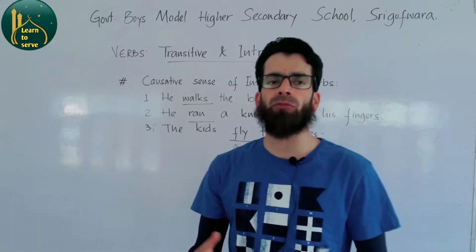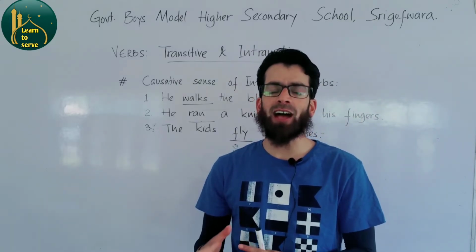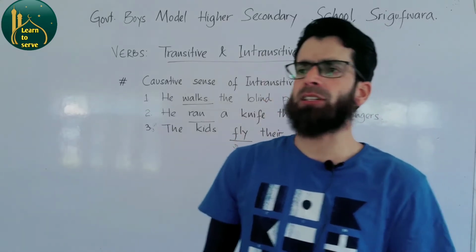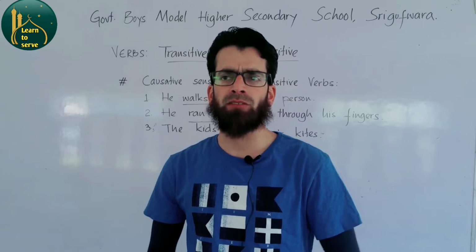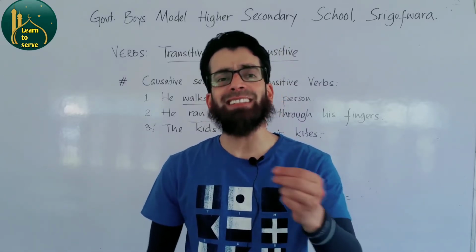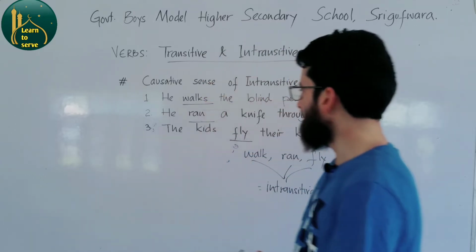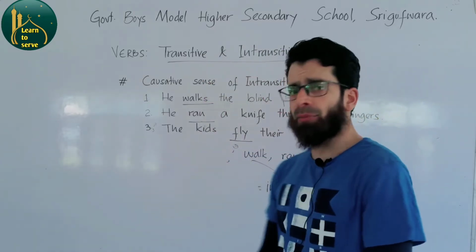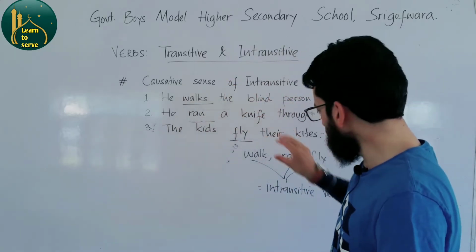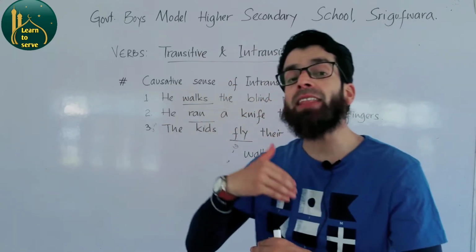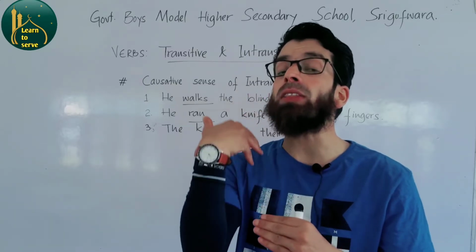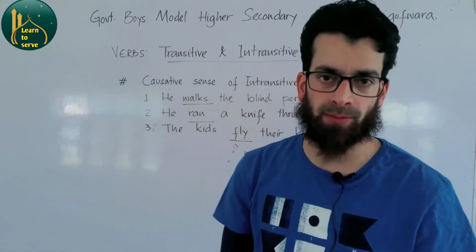I walk on the grass. The grass is the object of the preposition on, and I walk. Yes, मैं चलता हूँ, घास पे चलता हूँ, just barefoot, and that is, walk is an intransitive verb. Similarly, birds fly, for example. But here, all these three verbs have been used in their causative sense.